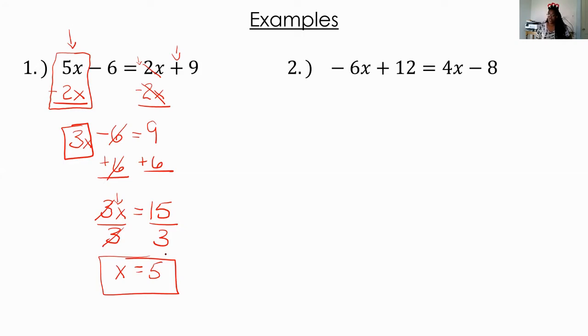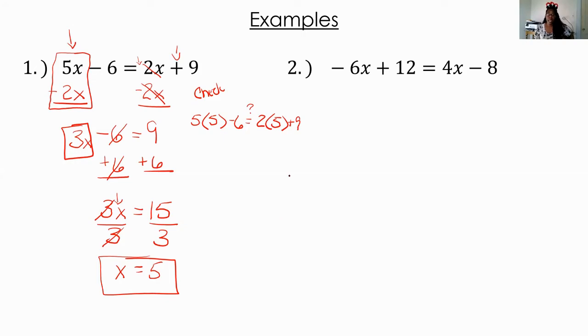So if I want to, I can go in and I can check it. So that means I'm going to substitute that 5 for the x in the original equation. So anytime I see an x, I'm putting a 5. And I'm going to put a question mark right over top of that equal sign because I want to know, do both of the sides equal the same number?